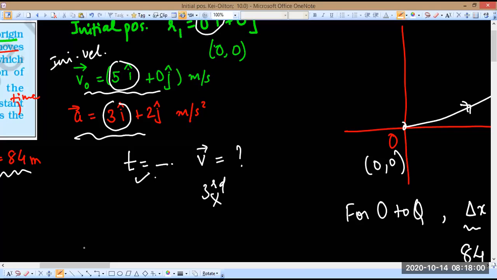What is the value of x component of initial velocity? X component of initial velocity. It is 5. Yes, it is 5.